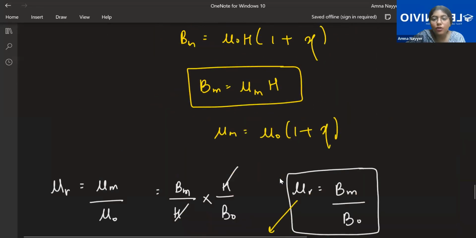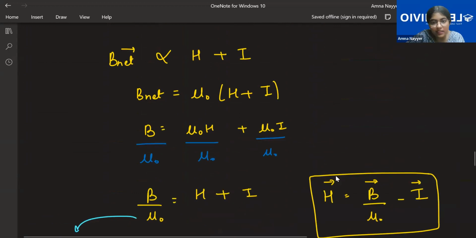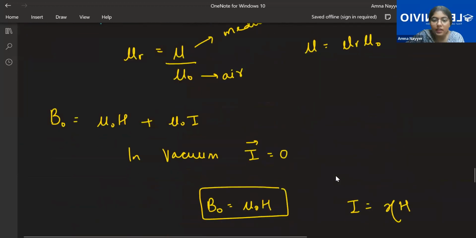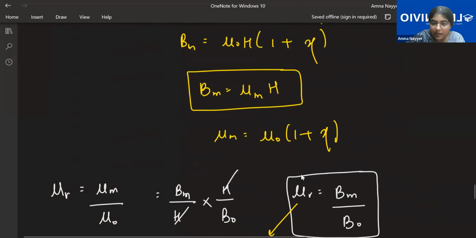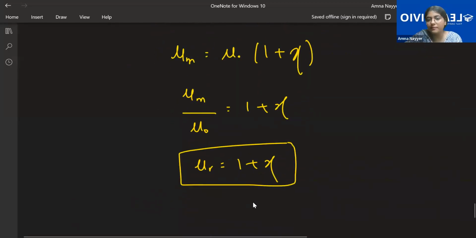Okay. So see how many formulas you will have. From here you have the formula of H. Then along with H, B naught and Bm will come. Then the formula relating it to this one, the same. Now we'll practice one question based on this.